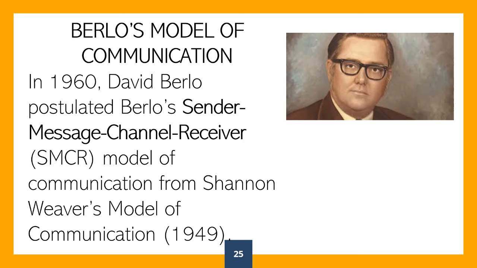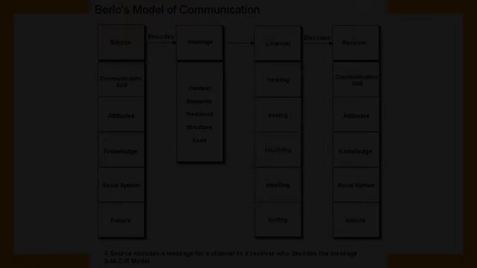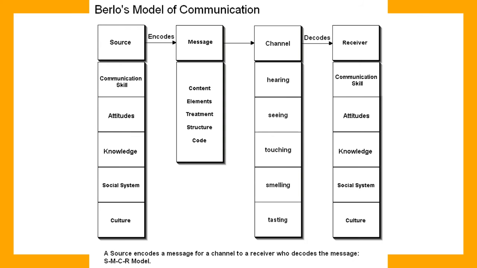The last one is Berlo's model of communication. In 1960, David Berlo postulated Berlo's sender, message, channel, receiver, or SMCR, model of communication from Shannon Weaver's model of communication in 1949. In this model of communication, we have source, message, channel, and receiver.